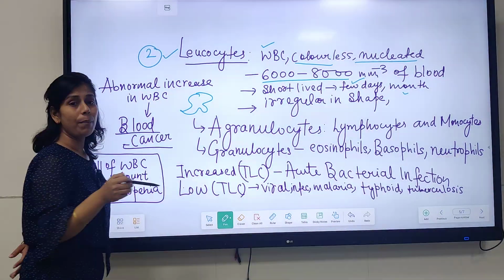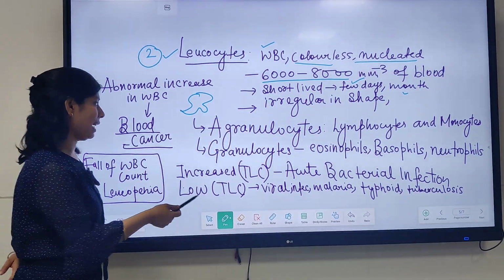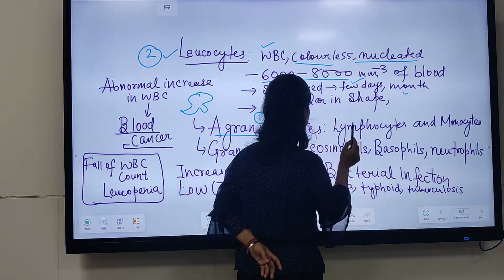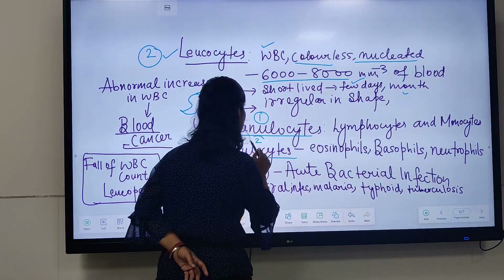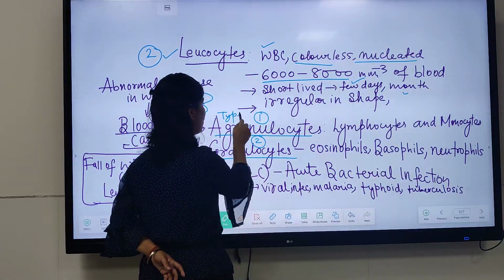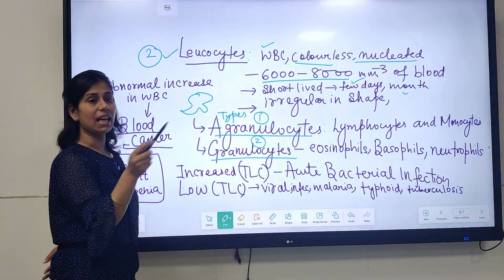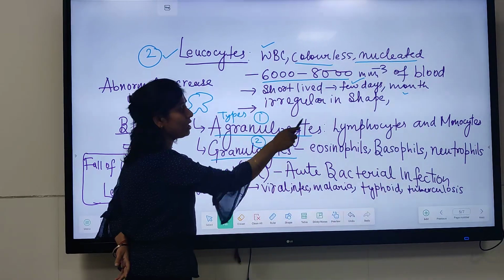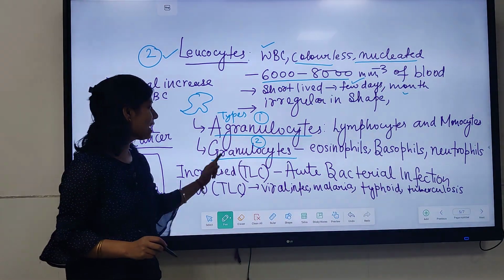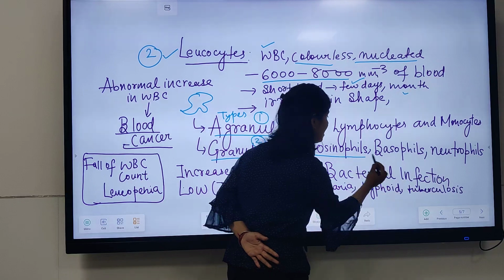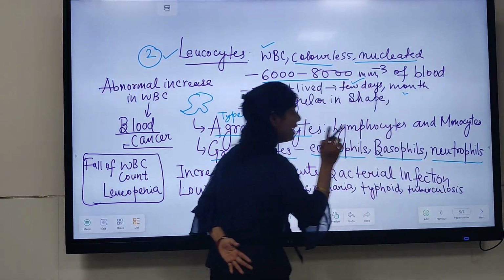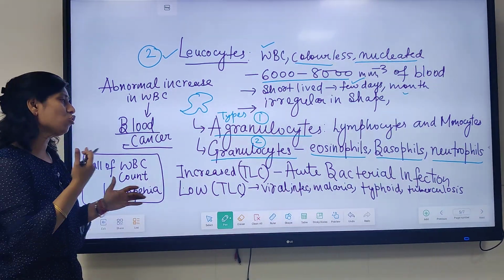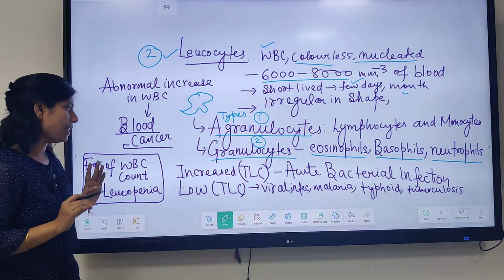Okay. Now let's talk about the types of leukocytes. The types could be either agranulocyte or granulocyte. These are the two types. Agranulocytes will have lymphocytes and monocytes. Granulocytes will consist of eosinophil, basophil and neutrophils. The percentage is very, very important, as they are involved in many important functions.